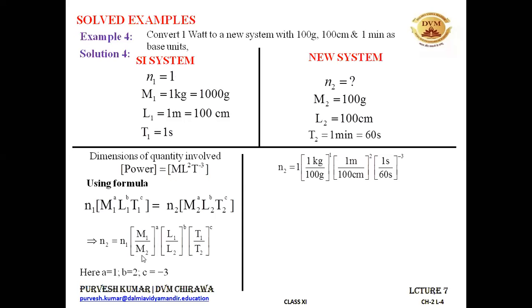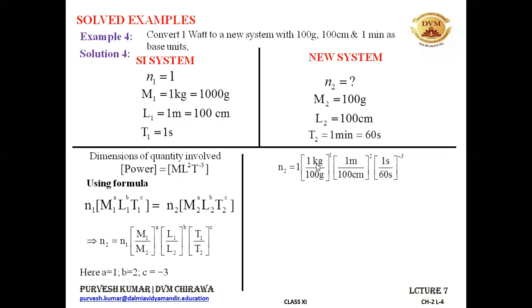In place of M2, I have written 100 gram because it was 100 gram. In place of L1, I have written 1 meter. In place of L2, 100 centimeter. In place of T1, 1 second. And in place of T2, 60 seconds, that is, T2 is equal to 60 seconds. And I have written the powers: A equal to 1, B equal to 2, and C equal to -3. After comparing with the dimensional formula of the quantity involved, I have written the powers A, B, and C. Now we need to solve it.